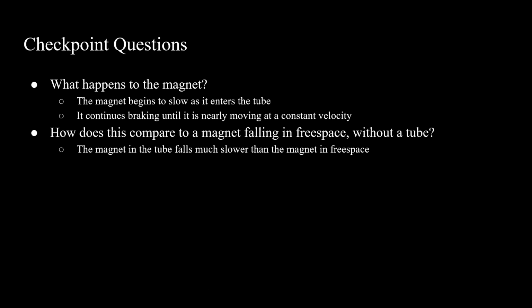Okay, so we were able to observe that the magnet began to slow as it entered the tube, and it would continually brake until it was nearly moving at a constant velocity downwards. And we noticed that the time it took for the magnet to fall through the tube was much slower than it took the magnet to fall through free space the same distance.